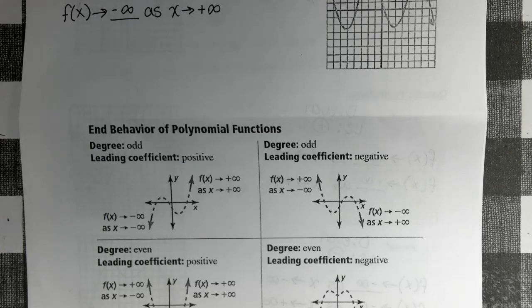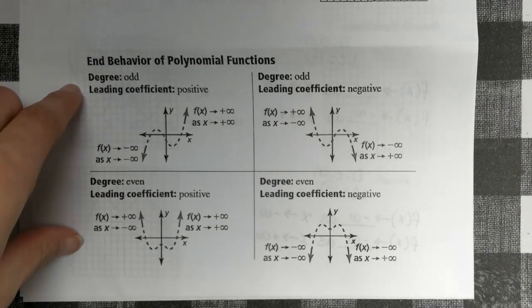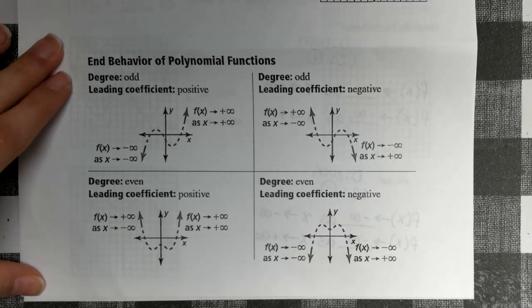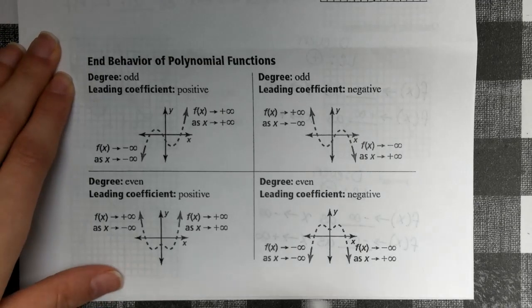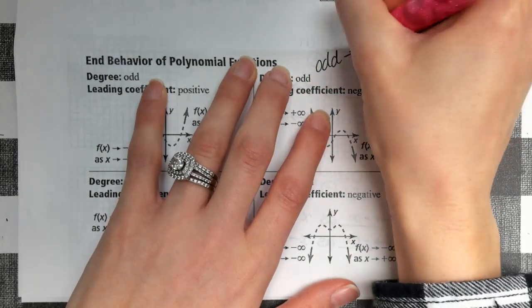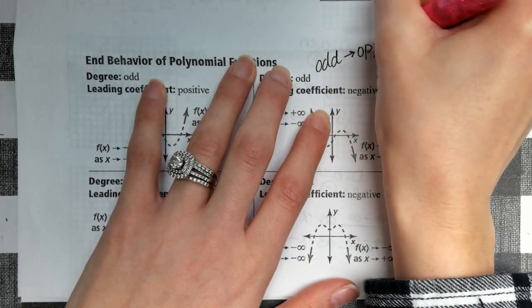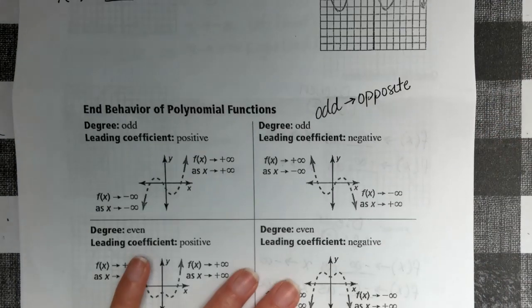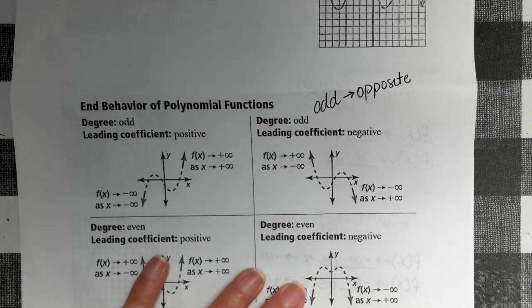You have to know why. I don't like to just tell you this and have you memorize it. I want you to know why. So if you need to write down odd opposite, that usually helps, because what's going to happen is I'm not going to give you a graph because you can easily tell that. What I'm going to give you is a function with no graph and no graphing calculator. And you have to tell me what the end behavior would be.